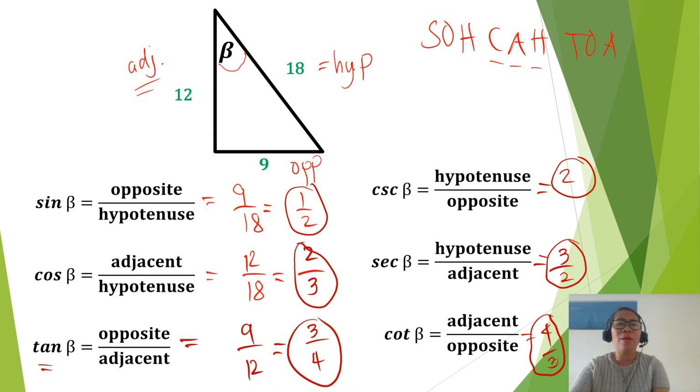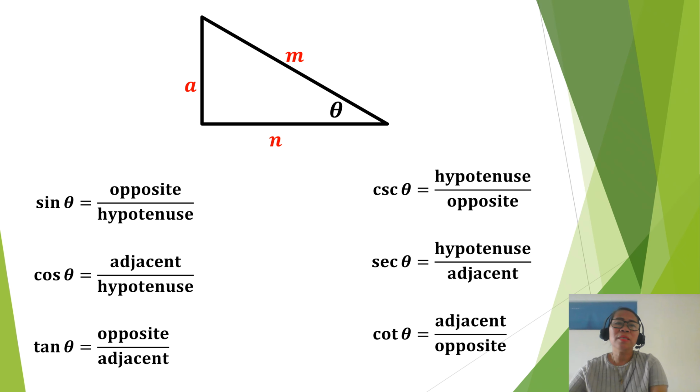Let us now have another example. Let us try this. Instead of angle beta, we have now theta. And the sides are now being represented by letters A, M, and N. Now this is to be familiarized. Now, where's the adjacent side? And of course, if this is the theta, this will be the adjacent side. This is the adjacent. Never call it opposite, because the opposite to theta is A, while the M is the hypotenuse.